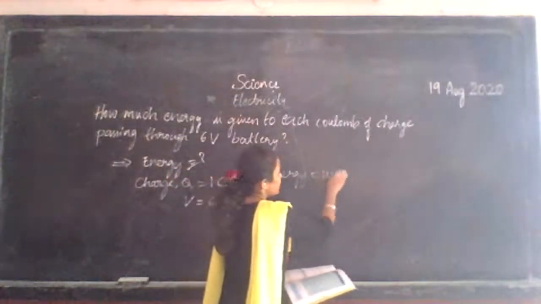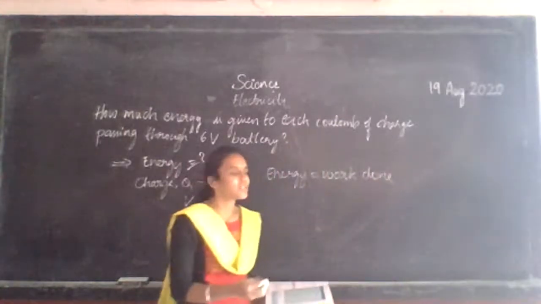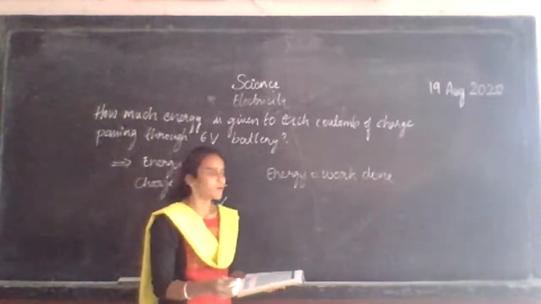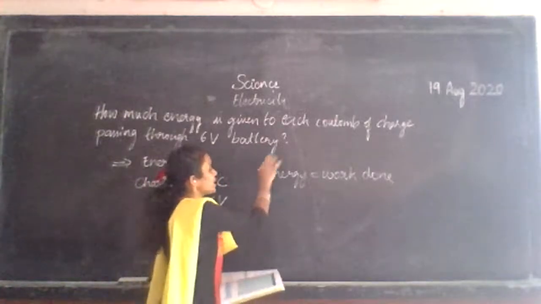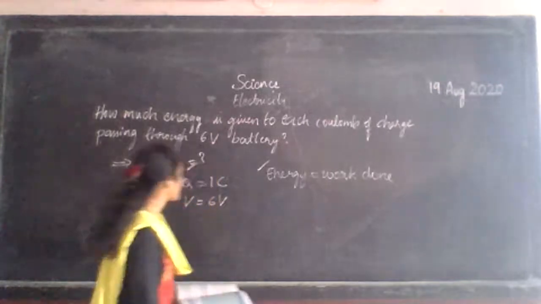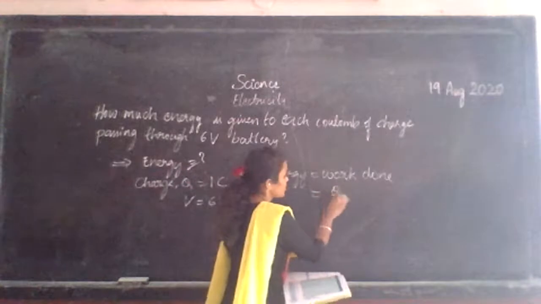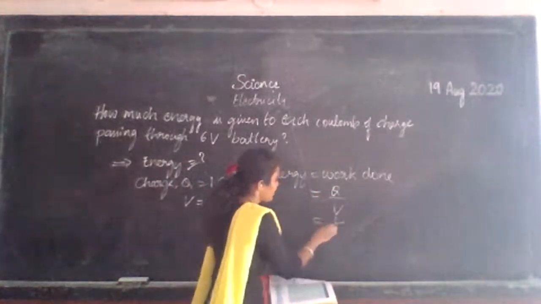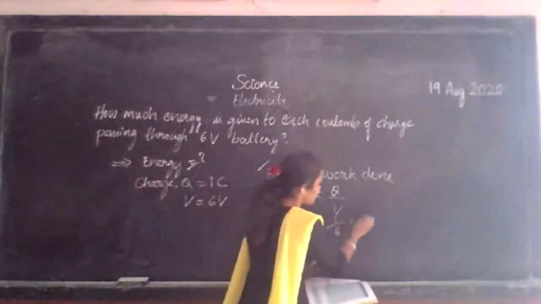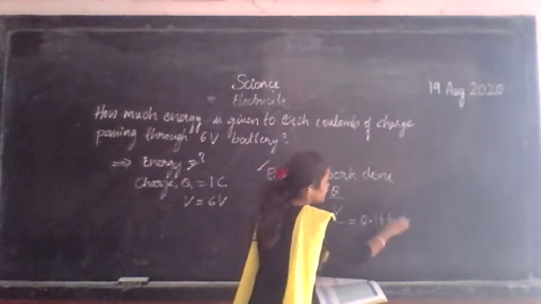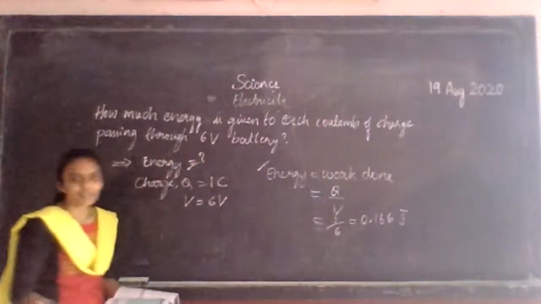work done. I have explained you this concept in your class. While explaining the concept of potential difference, the concept of potential, and the concept of potential energy, I explained to you that energy is equal to work done. Okay, so energy is equal to work done and we know work done is equal to Q by V. So Q is 1 and potential difference is V, so 1 by 6, that is nothing but 0.166 joules of energy. Okay, so this is how you have to solve this problem.